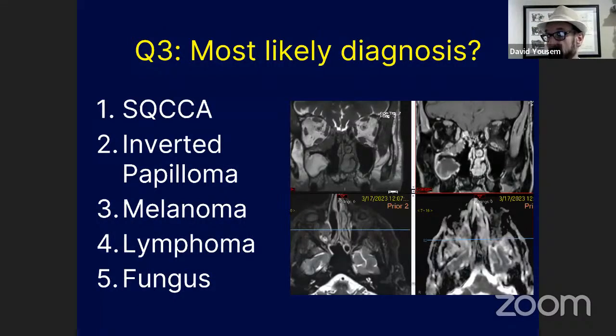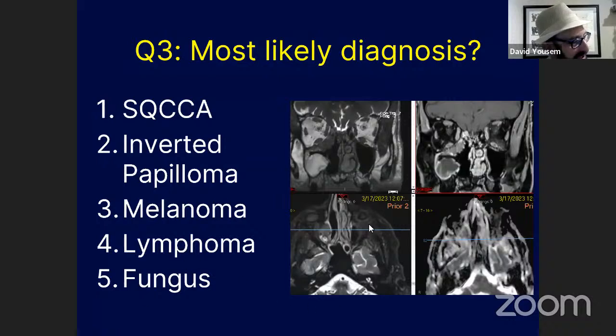So I think that's reasonable. All three, the squamous cell carcinoma, inverted papilloma, and lymphoma, may look this way. If you're going with the most likely diagnosis, by the numbers, the most likely cancer of the paranasal sinuses is squamous cell carcinoma. So that would be the best diagnosis here.